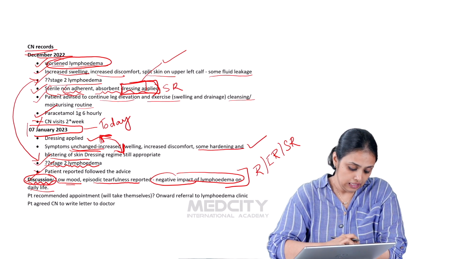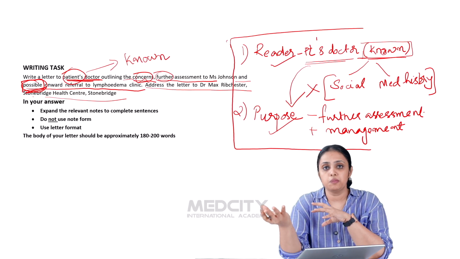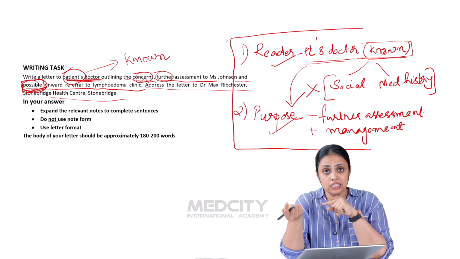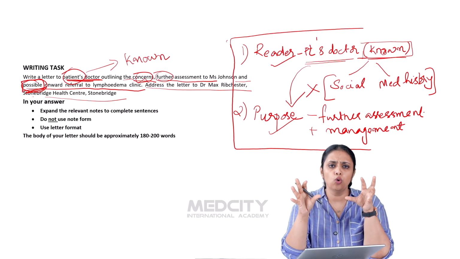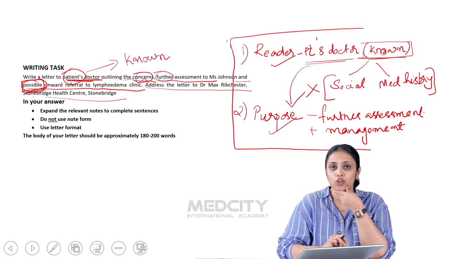But here, if you look at the writing task, nothing related to that emotional aspect has been mentioned. So students had this doubt: should we be including this detail regarding emotional distress and low mood in the letter? So what is your take on that? Should we be including that or not?